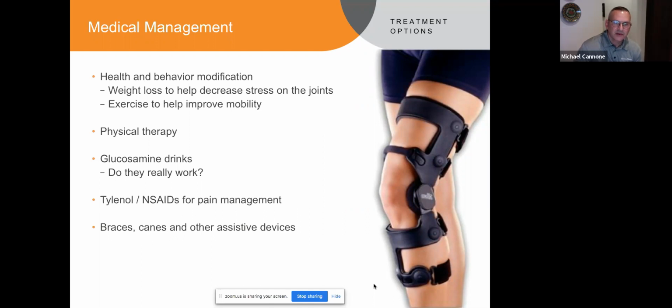You can use any other assistive devices also, canes or walkers, things of that nature. But I think that if you're getting to the point where you're doing that, you're probably looking to do something a little bit more invasive to help take care of your symptomatic pain.